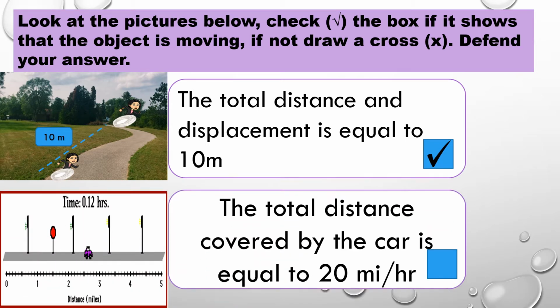Okay, look at this one. Yung car. So, itong distance is miles. Ito naman ay hours. Okay, ano yan? Sabi dyan, the total distance covered by the car is equals to 20 mile per hour. Is it check or X?